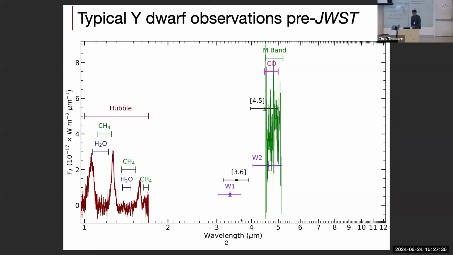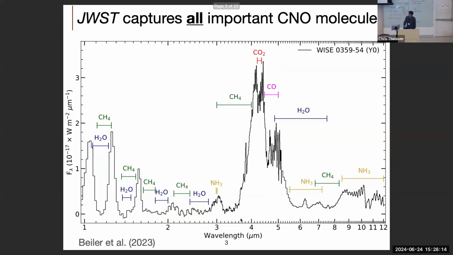Before I show some exciting results, I would like to remind everyone about the spectral coverage that we had pre-James Webb. Before James Webb was launched, space-based spectroscopic data was limited for white dwarfs to Hubble, which covered a wavelength range of roughly 1 to 1.7 microns. We had some ground-based M-band data, which covered roughly 4.5 to 5.5 microns, and we also had some photometric observations from WISE and Spitzer, which covered a wavelength range of 3 to 5 microns. And now, this is what we can get with Webb.